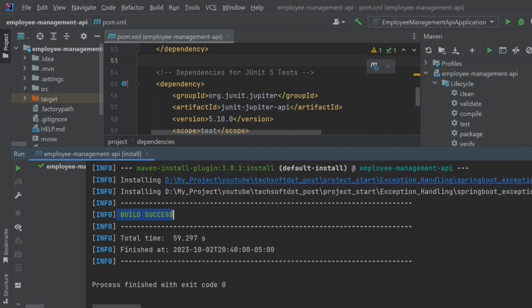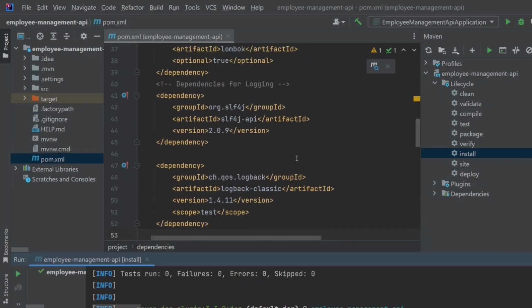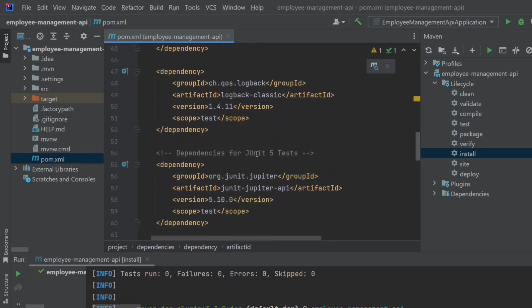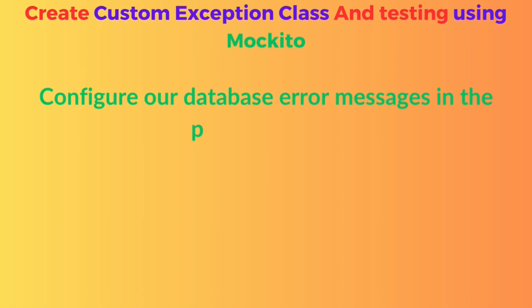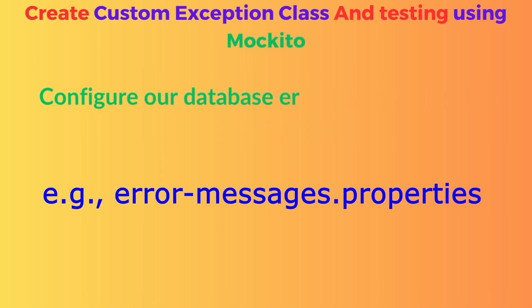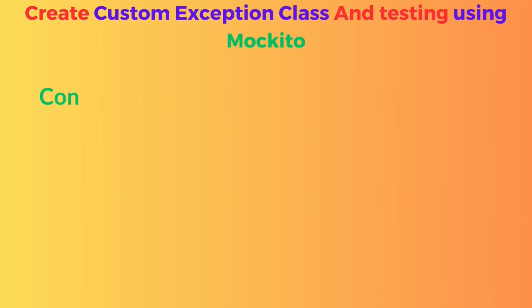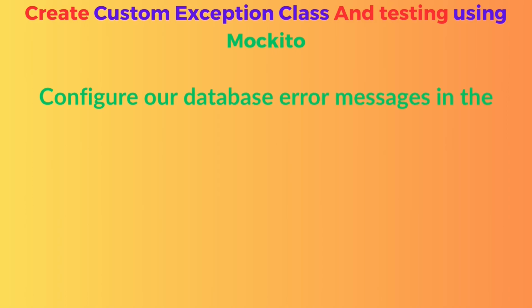You are seeing another successful build. We have successfully configured all the dependencies needed for our project. Now let's centralize our error messages. Maintain error messages in the property file. Example: error-messages.properties for localization and easy management.